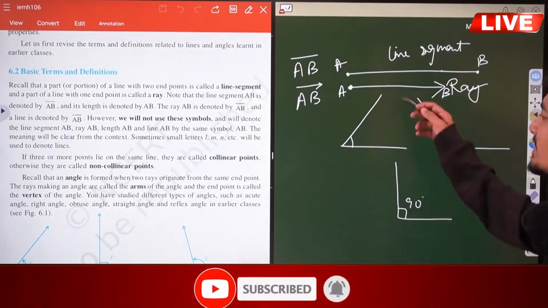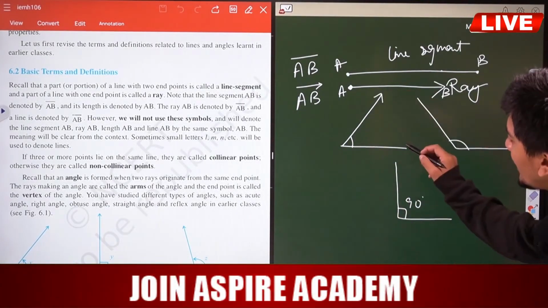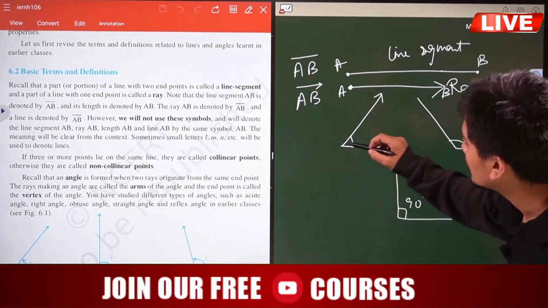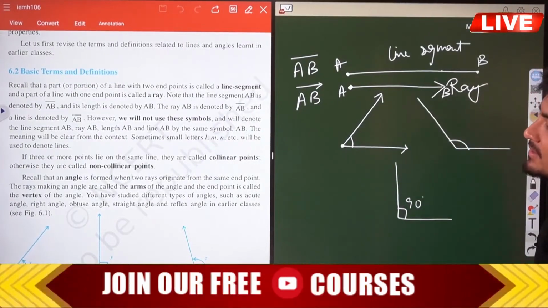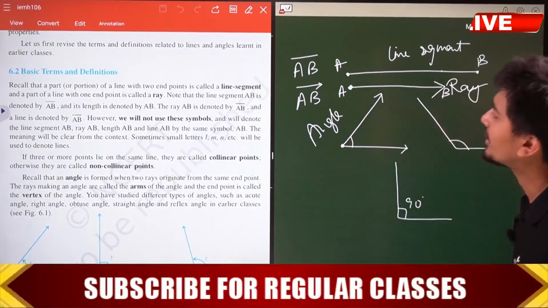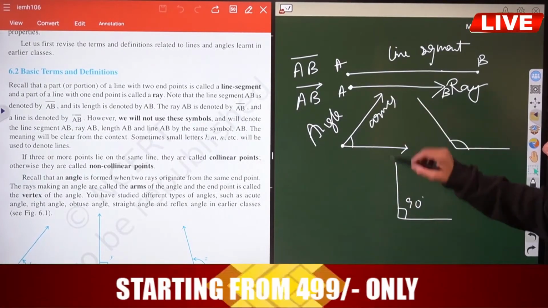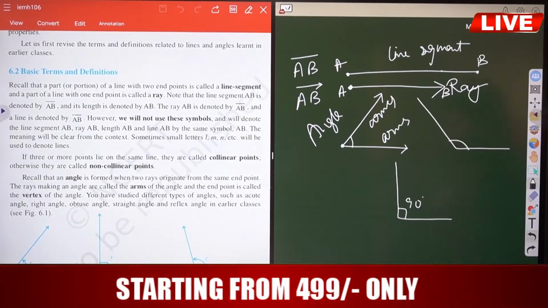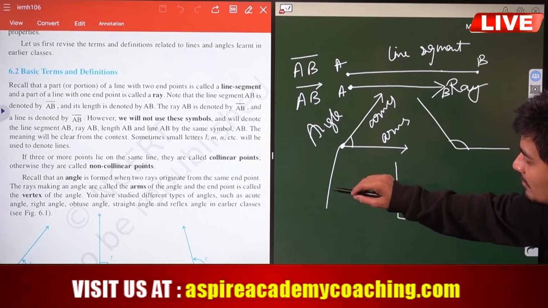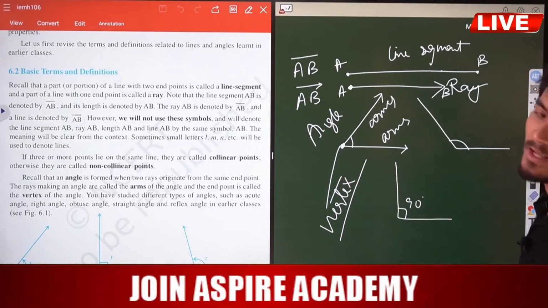See, what is an angle? An angle has two arms, right? So this is one ray and this is one ray, and one end point of each meets the other. So we call this an angle, right? They are the arms of the angle. And this point is called the vertex of the angle.